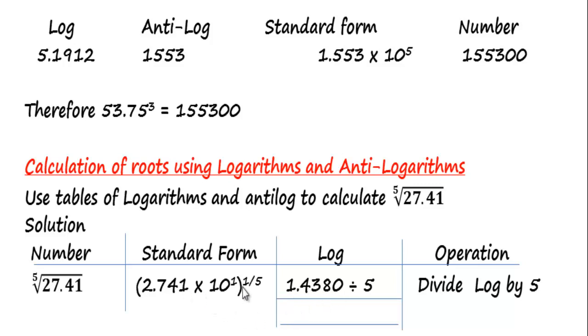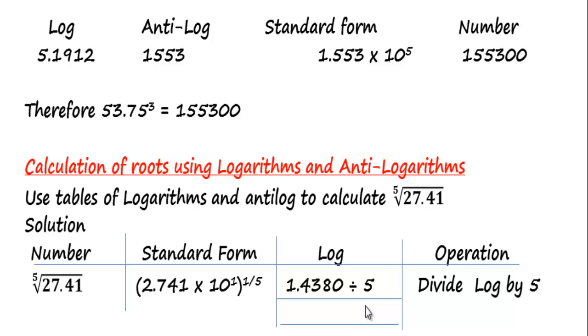4380. But you know that it is raised to power 1 over 5 since it's a root. If it is root, you are going to divide. If it is power, you are going to multiply. If it is plus, you are going to add. If it is multiplication, you are going to add. If it is division, you are going to subtract. Are you getting that? Those are the basic operations in logarithm.